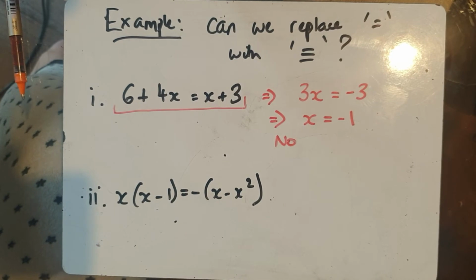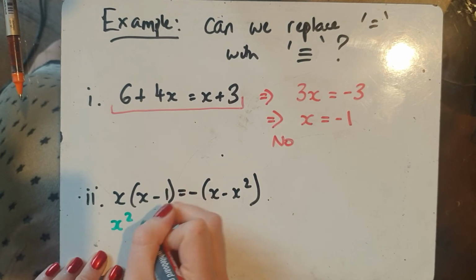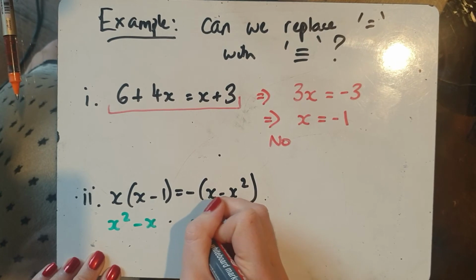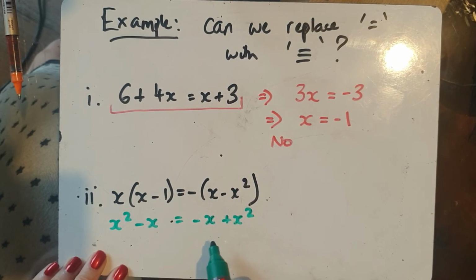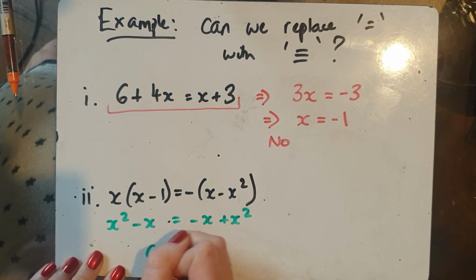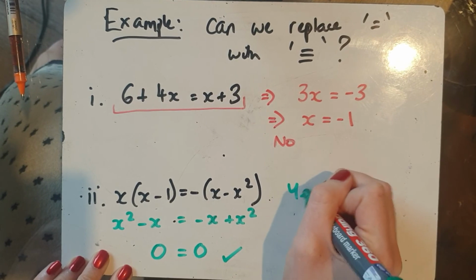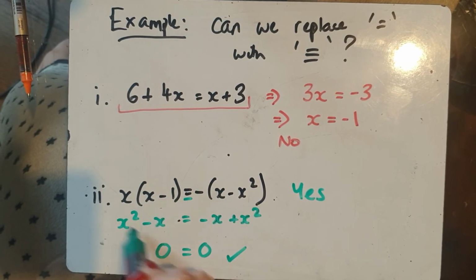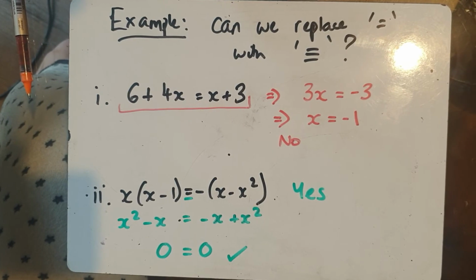What about this one? The left-hand side turns into x squared minus x. The right-hand side turns into negative x plus x squared, which is the same. And actually, if I tried to solve this, I would add x to both sides and I would subtract x squared from both sides and end up with 0 equals 0, which is always true. So yes, I could replace this with an identity sign, because this side is x squared minus x, and this side turns into x squared minus x. So it is an identity.